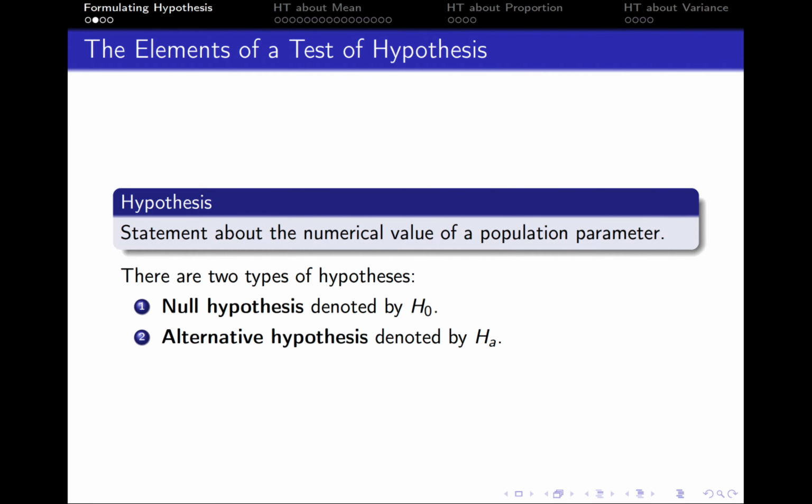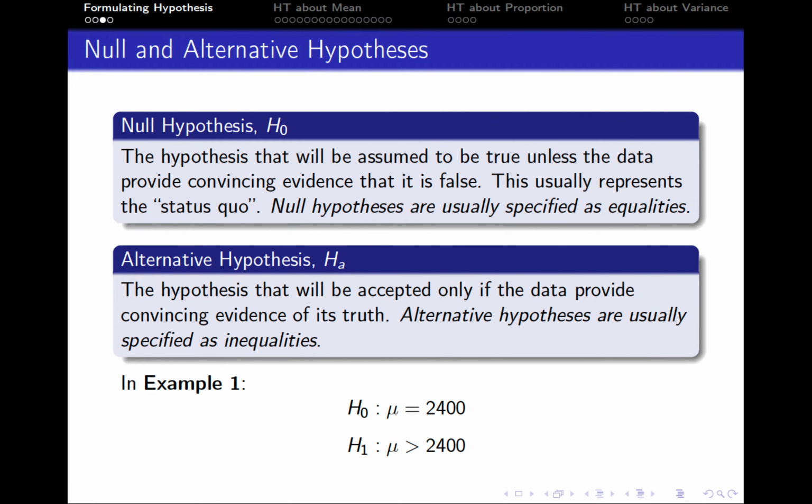The null hypothesis is always denoted by H0, and the alternative hypothesis is denoted by HA, or it can also be denoted by H1. The null hypothesis is the hypothesis that will be assumed to be true unless the data provide convincing evidence that it is false. This usually represents the so-called status quo, and in terms of notation, null hypotheses are usually specified as equalities. The null hypothesis is the so-called starting hypothesis.